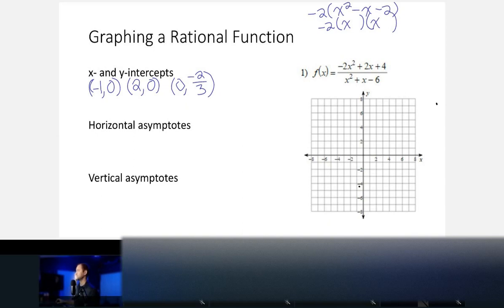One and negative 2? Remember, they need to add to negative 1 and multiply to negative 2. So I would agree with you, positive 1 and negative 2.